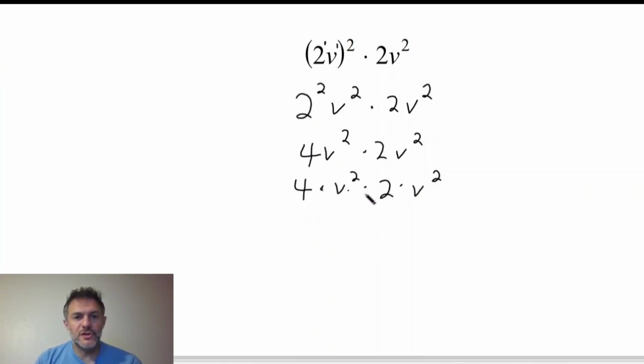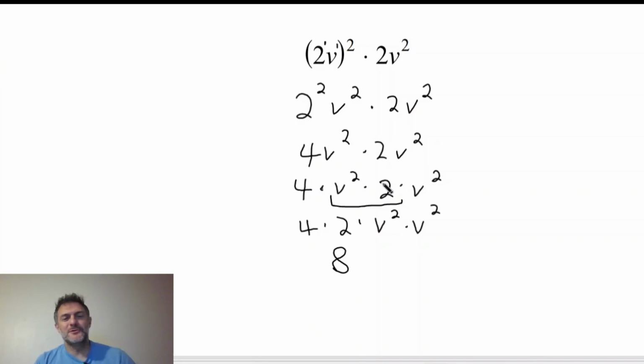So I could switch the position of the v to the second power and the 2 to make it easier for myself. I wouldn't do this every time once you get better at it, but to start off, it could help you out. So all I did was switch the position of these two. Now I can do 4 times 2, which is 8. You are not adding those. Don't fall into that trap.